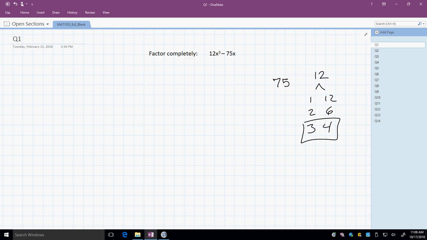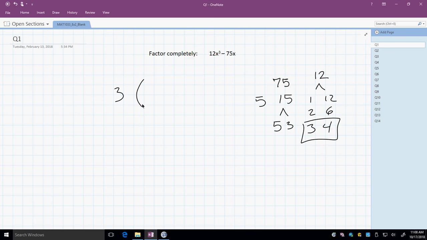75 doesn't have that many choices, but any number that ends in a 5, you always can divide that evenly by 5. So we'll have 5 and 15. And 15, we know we can break it into 5 and 3, right? So we have 3 as a common factor in both numbers, both terms. We're going to pull out the common factor, which is 3.